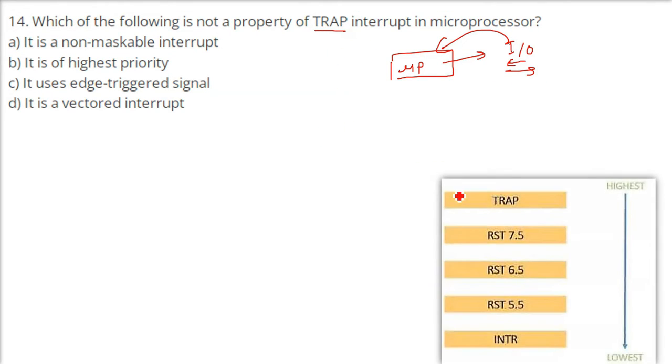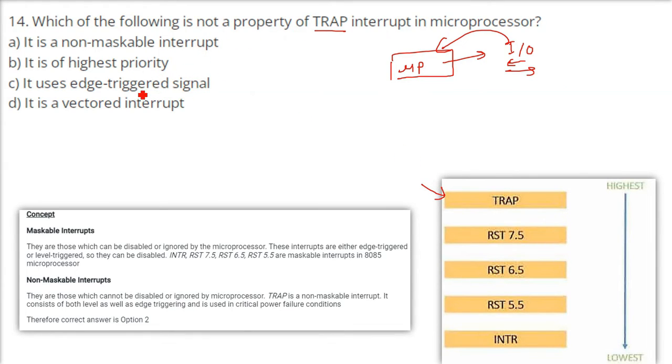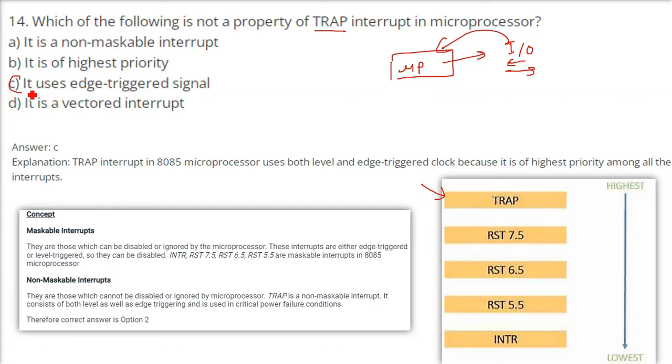And one of the interrupts is trap. The trap has the highest priority. First of all, it is non-maskable. I'll tell you just now the answer of this question, which of the following is not a property. So C: it uses edge triggered signal. Let me tell you first that the trap is a non-maskable interrupt.